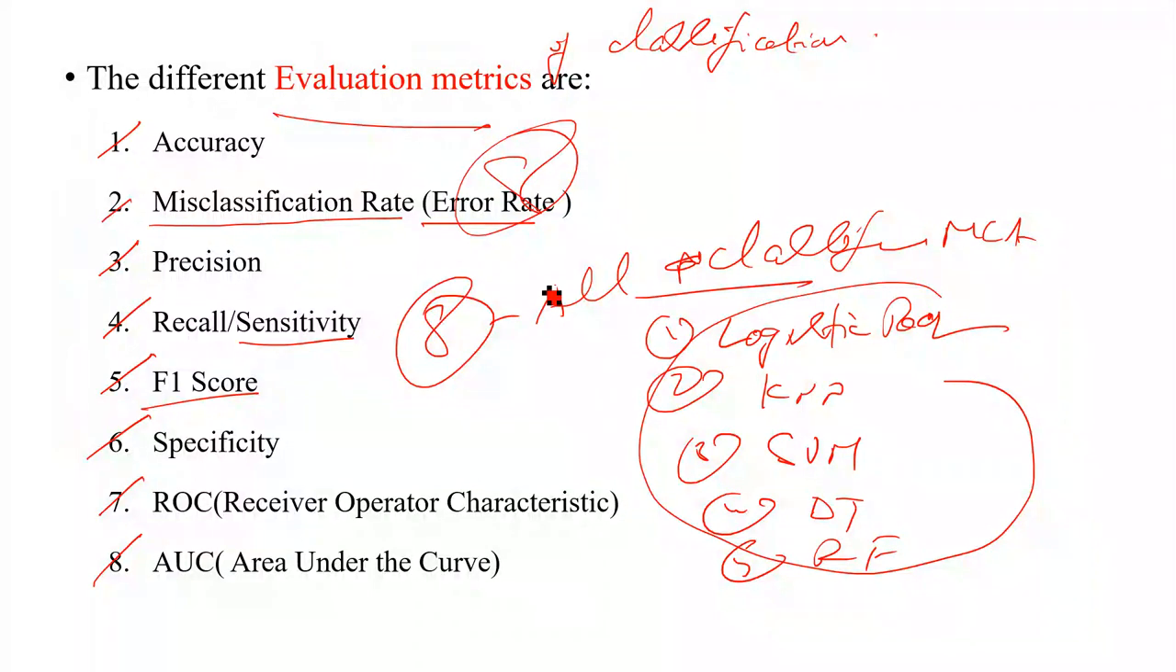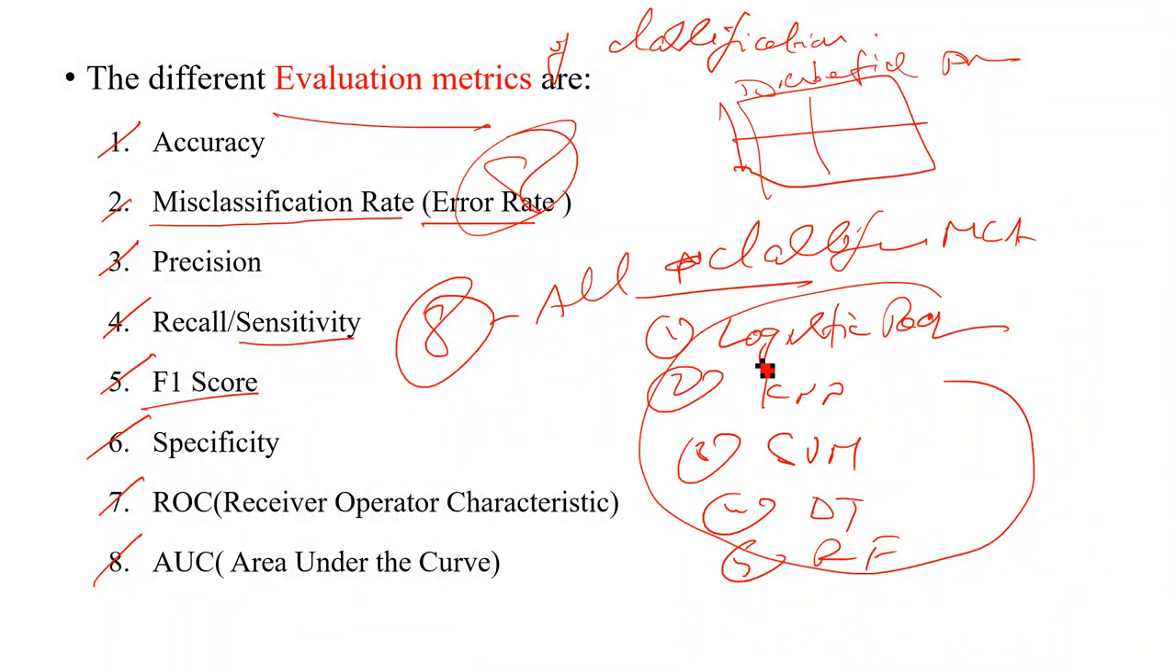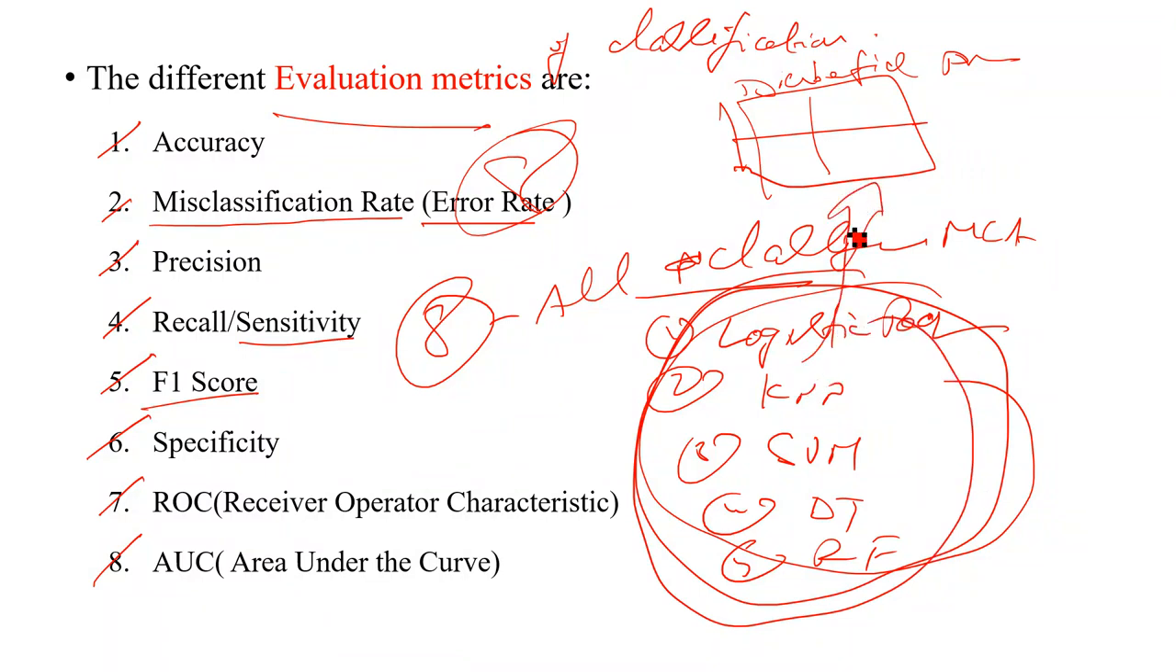Suppose I am taking one problem statement, diabetes prediction. In the diabetes prediction, I have to apply these 5 algorithms on this data set. I want to choose the best model. How can I choose the best model? It depends upon the evaluation metrics. I can choose the best model depending upon the accuracy, precision, recall, F1 score, specificity, ROC, AUC, and so on.